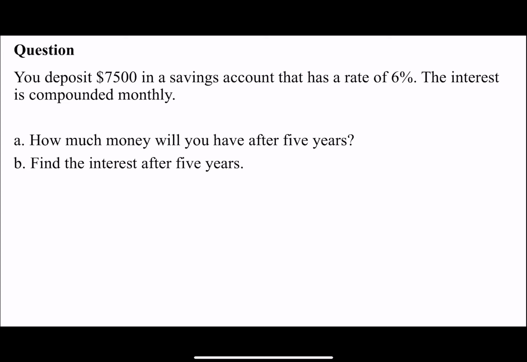How much money will you have after 5 years? So time is 5 years. You want to find your future value, and in part B, you want to find your interest. I'll give you around 1 minute to answer this question. If you need more time, you can pause the video. So go ahead. Don't forget to write down what is given to you and what you want to find.